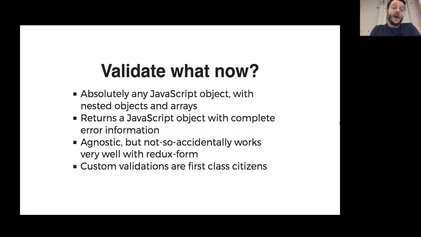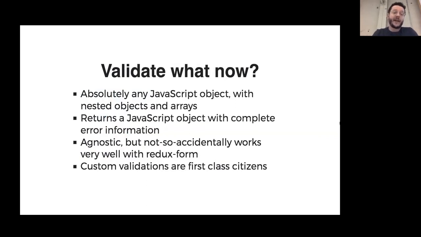It's pure JavaScript. But I say that it not so accidentally works really well with redux-form, and the reason for that is because I wrote it to make redux-form validations easier for myself. If you're familiar with redux-form, they are really unopinionated about how you do your validations as long as you return an object that has the right structure. And it's a really reasonable structure, so you can use this with anything, and it's up to you how you integrate it with whatever UI you're using. But the examples that you'll see today are all going to be React-based and redux-form-based.